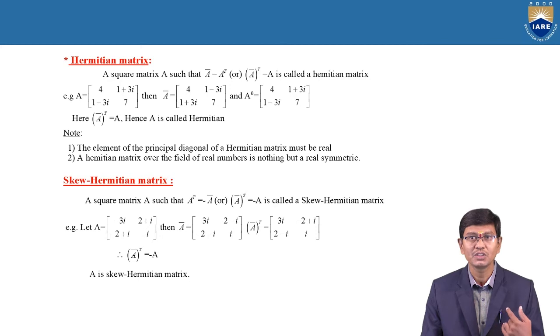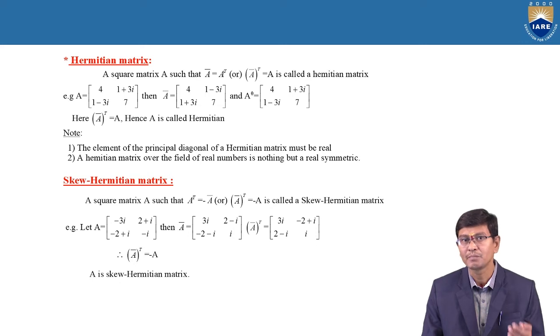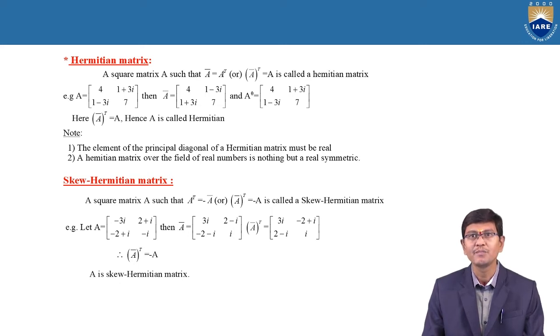Similarly, the skew Hermitian matrix is also related to the Hermitian matrix, but whereas for the Hermitian matrix A power theta is equal to the given matrix, for the skew Hermitian matrix A power theta is equal to the negative of the given matrix. For example, consider A as a 2 by 2 matrix: minus 3i, 2 plus i, minus 2 plus i, and the last value minus i.